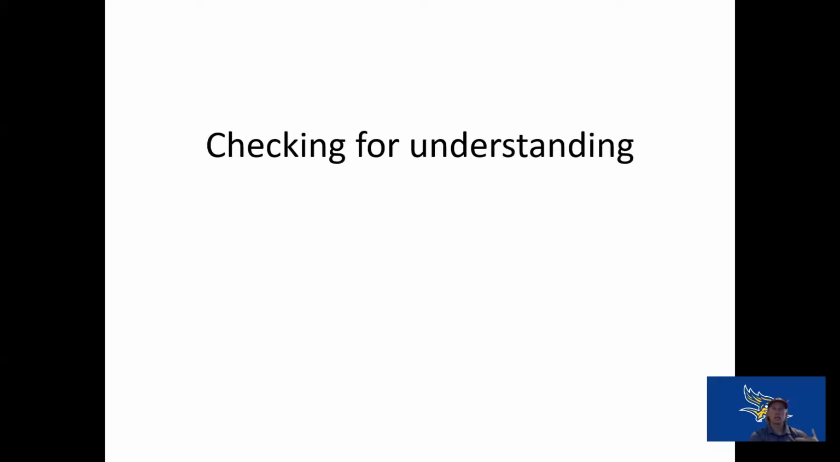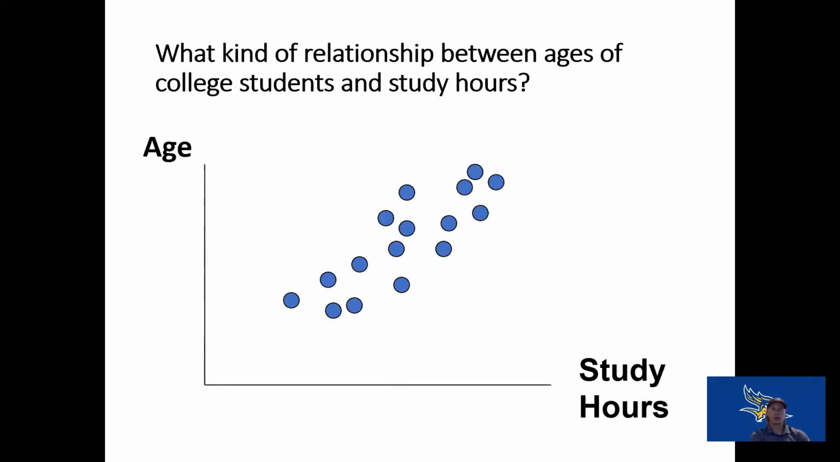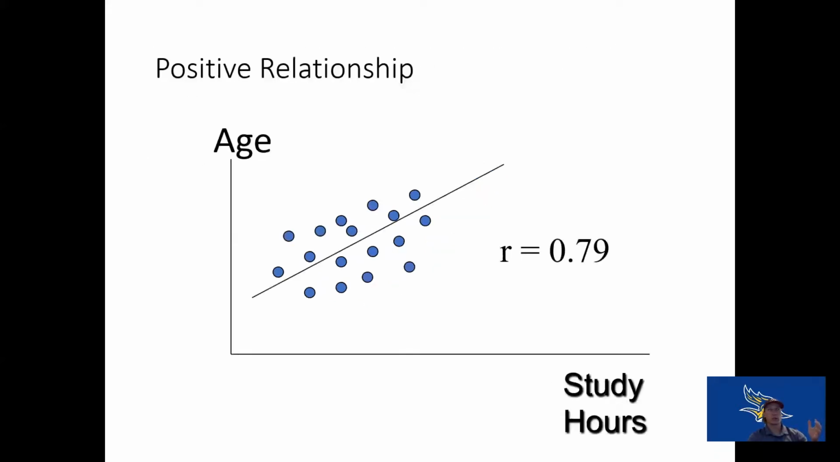Okay, so let's go through some practice together. What's the relationship between ages of college students and the hours that they study? Just looking at this graph, we can tell that if we drew a straight line through the average of the points, it would be going up with a positive slope, and the points are pretty close to that line, so I would say there's a strong relationship.